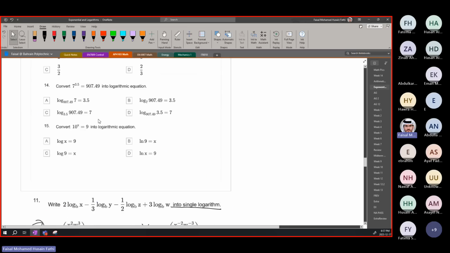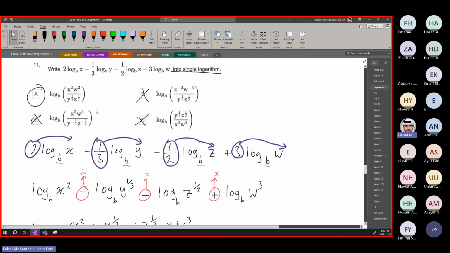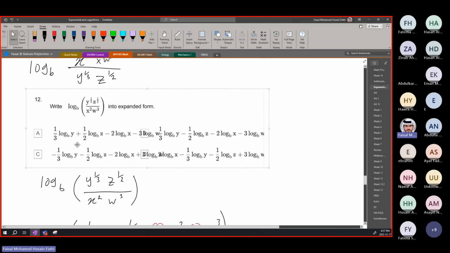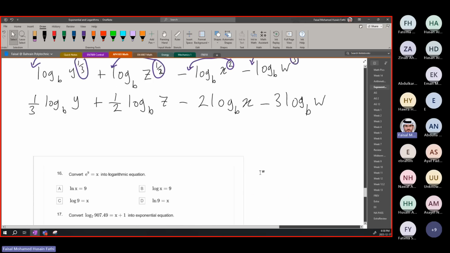Let's see how they wrote the ordering. So they did y, z, x, w. So it's going to be plus, plus, minus, minus. I think it's A. Let me check B. B is wrong. C is wrong. D is wrong. It's A. Okay? Clear?